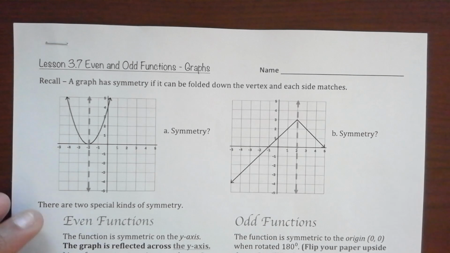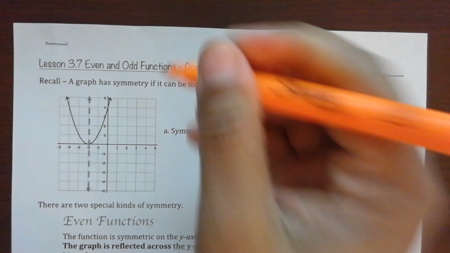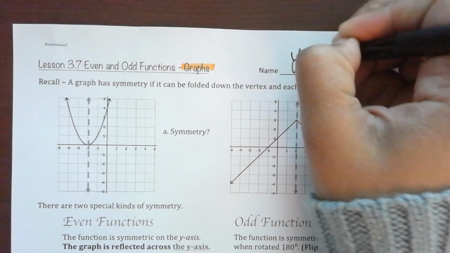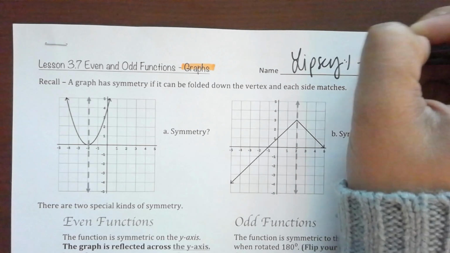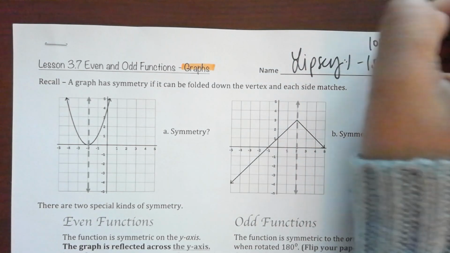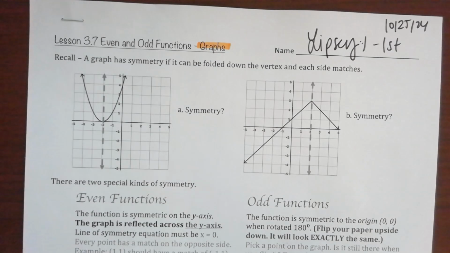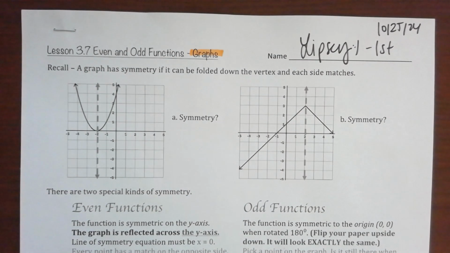So, this one's only focusing on graphs. Today is only focusing on graphs for even and odd. So this is the actual visual representation of what's happening. So recall, a graph has symmetry if it can be folded down the vertex on each side. So it means that the sides should match.